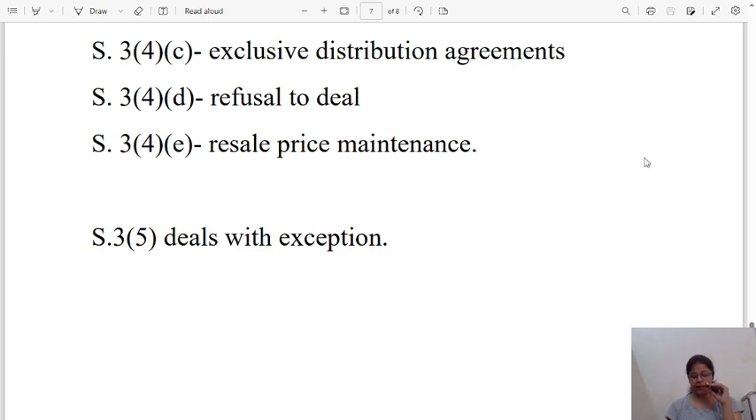Now comes 3 clause 5. In 3 clause 5, it is said that the agreements which are prohibited under 3 clause 1 and are thus declared void under 3 clause 2 do not affect the rights of a person under certain acts. These acts may include the GI Act, the Patents Act, the Copyright Act, etc. This was section number 3 clause 5. So there were basically 5 clauses present in section number 3 of the Competition Act.